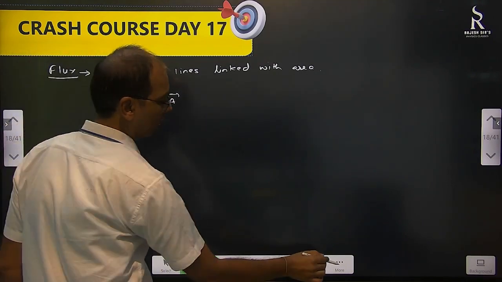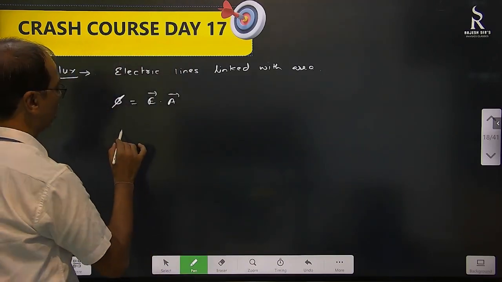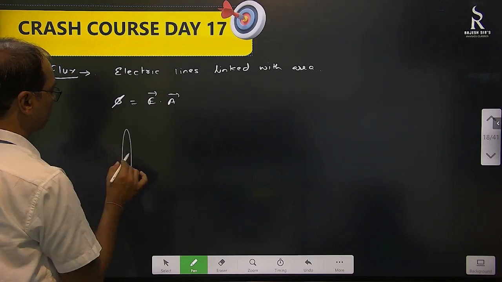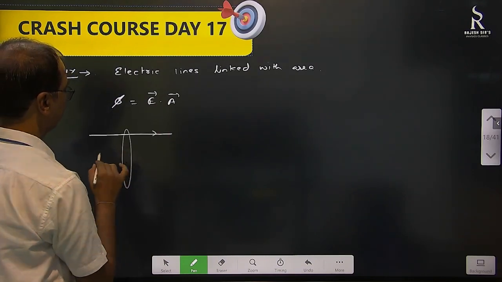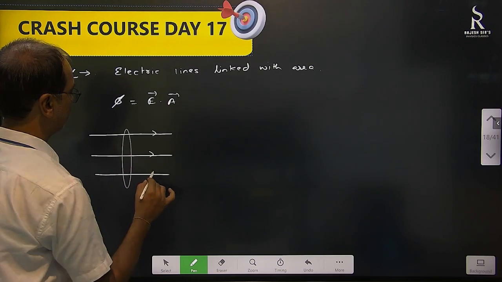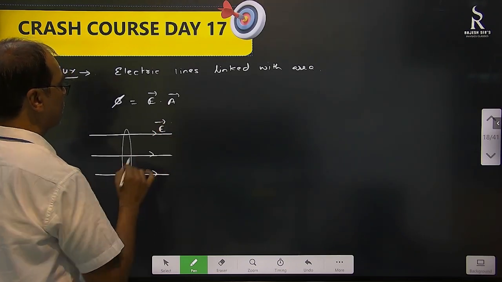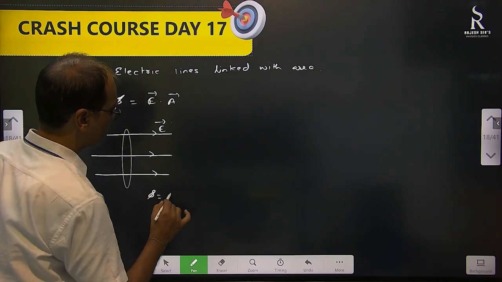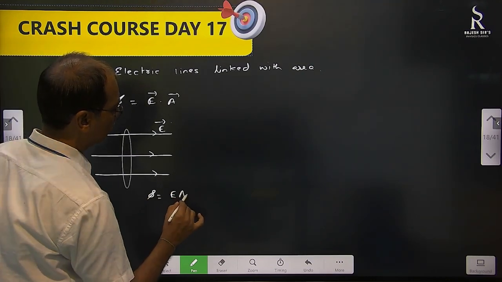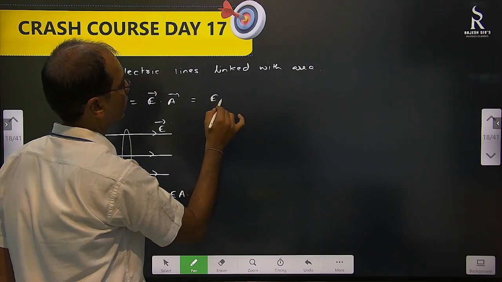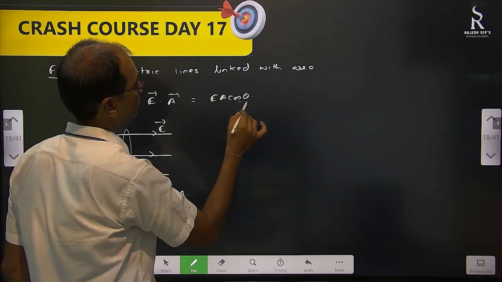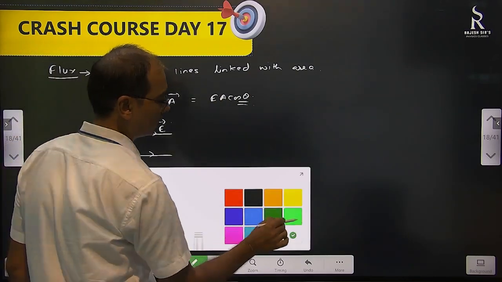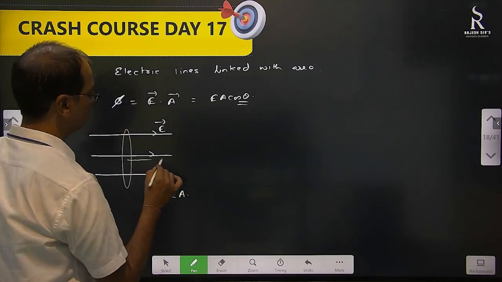So E bar dot A bar, if suppose we show the area is like this, the ring's area, and the electric field is like this. What will be the flux here? Flux will be E bar into A bar. E bar dot A bar means actually EA cos theta. Now here we'll write E into A. Reason? Because the area is in the same direction. This is the area vector.